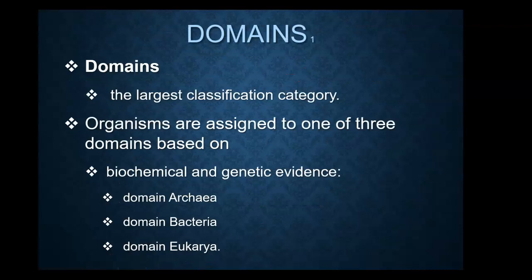Okay, so we know that there are three main domains. Again, the domain being the largest classification category, so it's the most inclusive of the categories. There are three main domains, and that's domain archaea, or archaea depending on who you're talking to, domain bacteria, and then the final domain is eukarya. So archaea, bacteria, and eukarya.